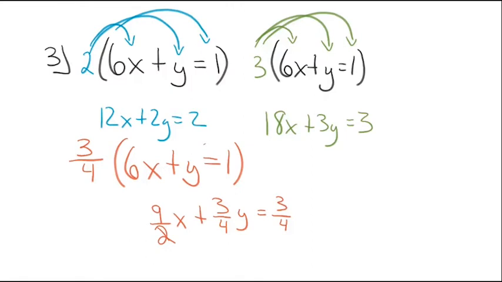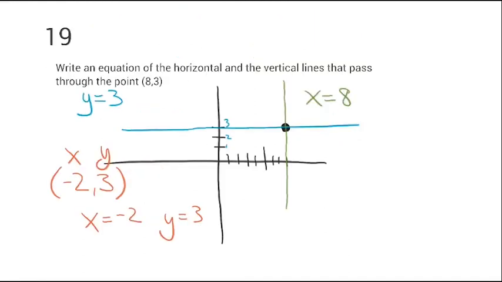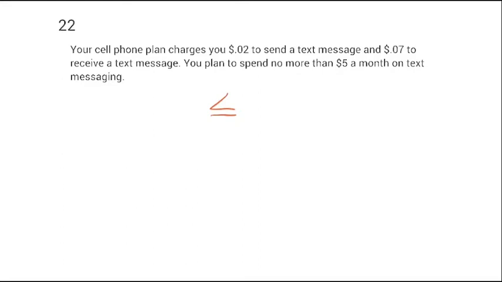Okay, so back to number 22. Your cell phone charges you 2 cents for a text message to send. I'm going to use the letter S for send. 7 cents to receive. I'm going to use the letter R for receive. You plan on spending no more than $5 in text messaging. No more than is less than or equal to. I want my total amount to be less than or equal to $5. Well, it costs me 2 cents for every one I send plus 7 cents for every one I receive. Okay, that is the answer to A.